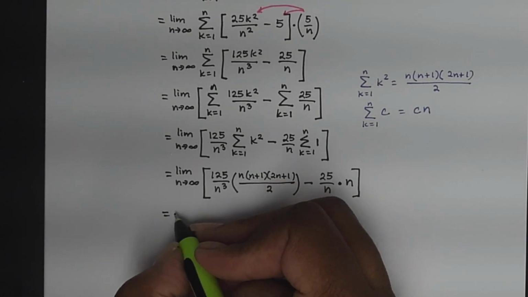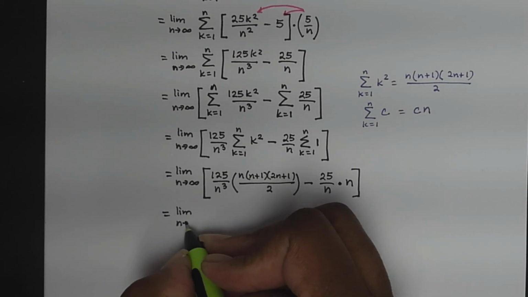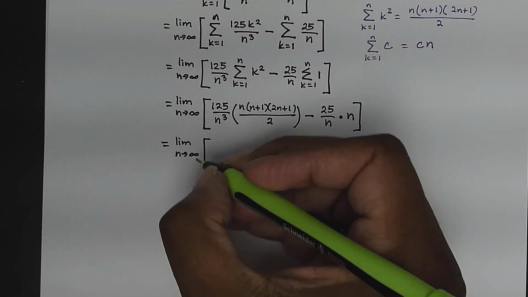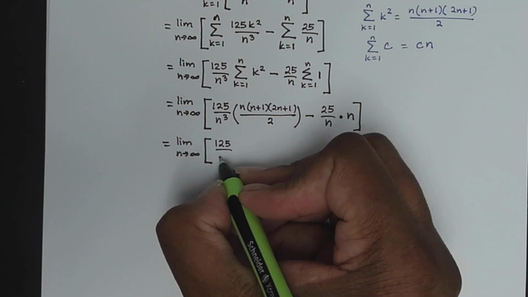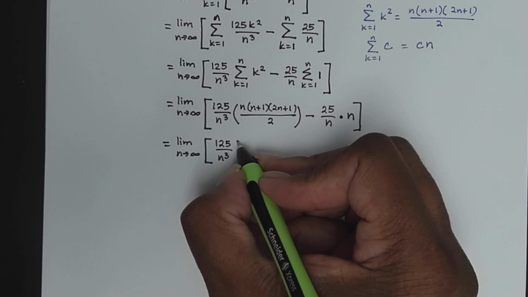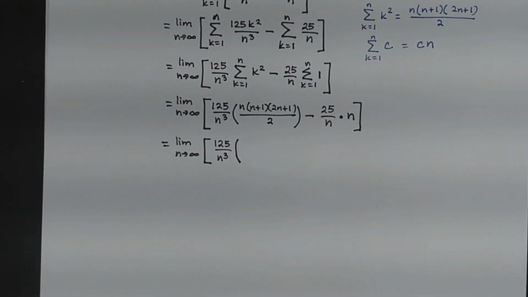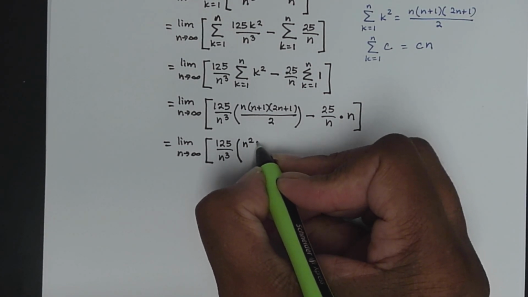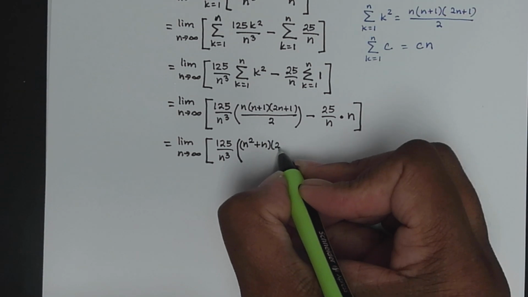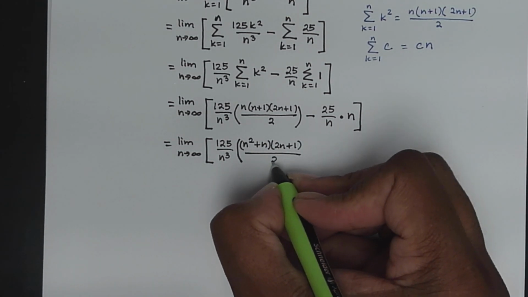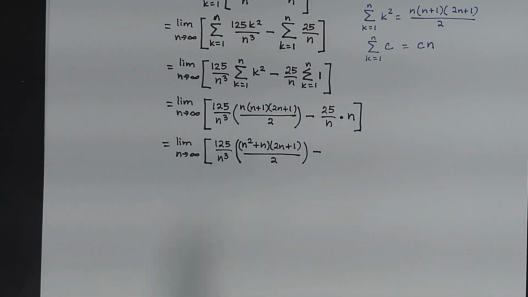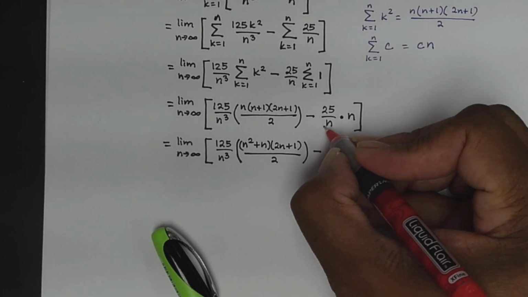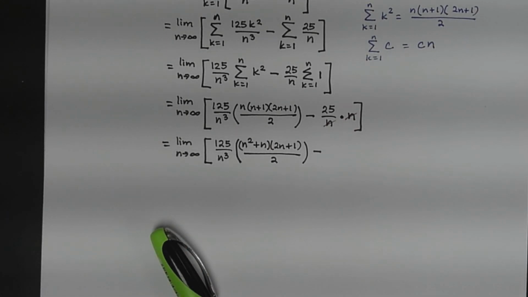All right, next line would be this, the limit as n approaches infinity of, now I'm going to bring down that 125 over n cubed, and I'm going to multiply this out. For n times n plus 1, I'm going to distribute the n over the n plus 1 to get n squared plus n, times 2n plus 1, all over 6, minus, and in this case 25 over n times n, these n's divide out. I'm left with just 25.